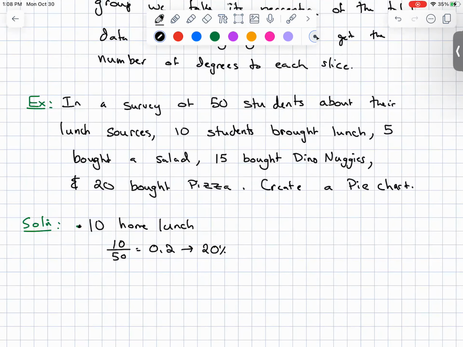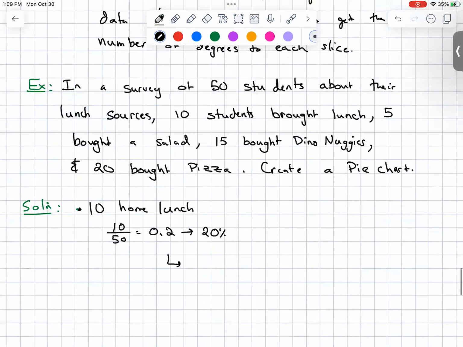Now that we have the percentage of students that ate a home lunch, now we need to figure out how many degrees that would correspond to. So 20% of 360 is 0.2 times 360, which is 72 degrees. So that piece of the pie chart should have 72 degrees in it.